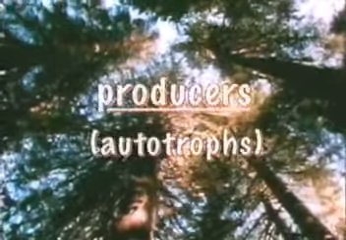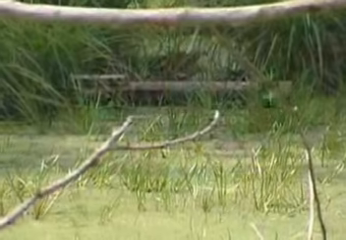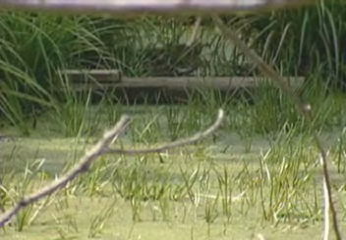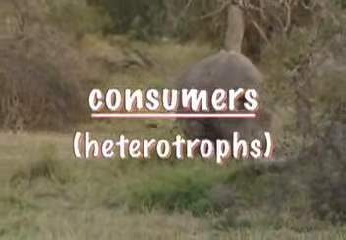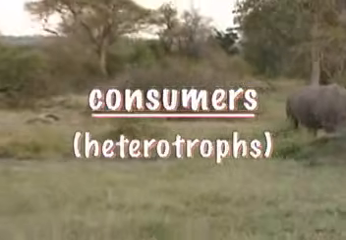In every ecosystem, there are two different types of organisms, producers and consumers. The producers, or autotrophs, can produce their own food. These are photosynthesizing organisms like plants and some microorganisms. Consumers are called heterotrophs. There are different types of consumers.